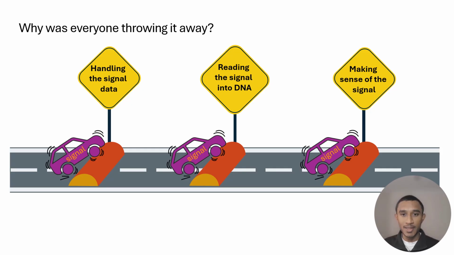So we dug deeper and asked a simple question. Why were researchers throwing the signal away? It wasn't because they didn't know it was valuable. They did. They avoided it because working with the signal was genuinely painful. Think of the signal as a vehicle trying to travel down this road and hitting a speed bump at every single step. We mapped out the whole analysis pathway and we found 3 points where the signal hit friction.